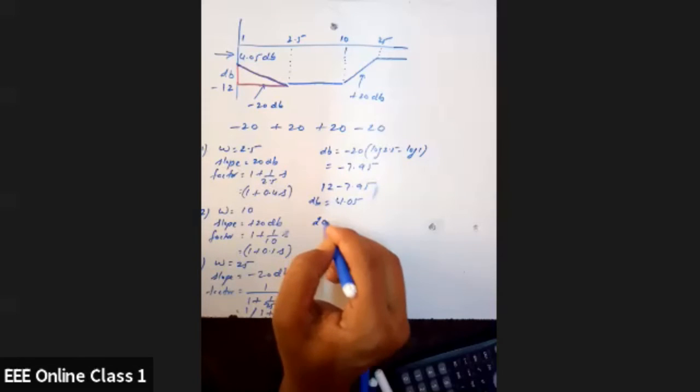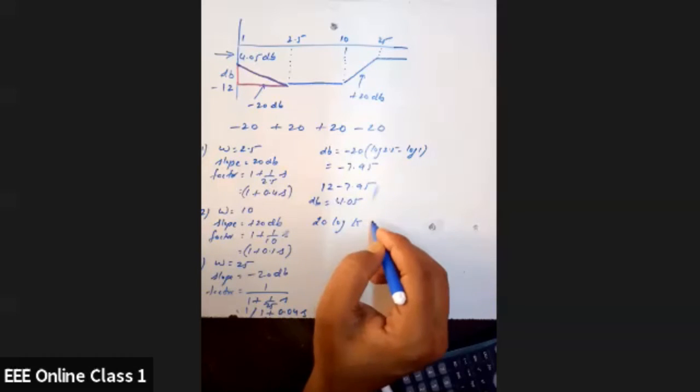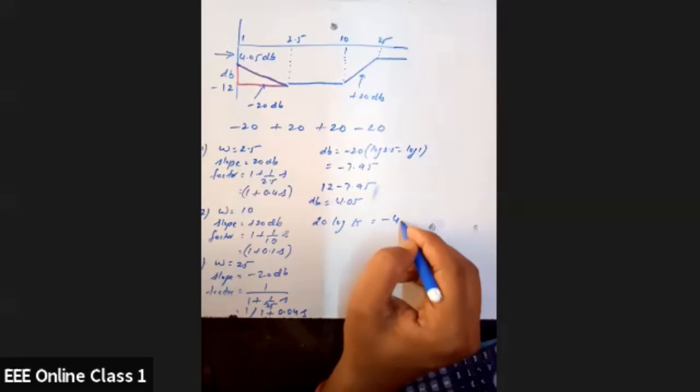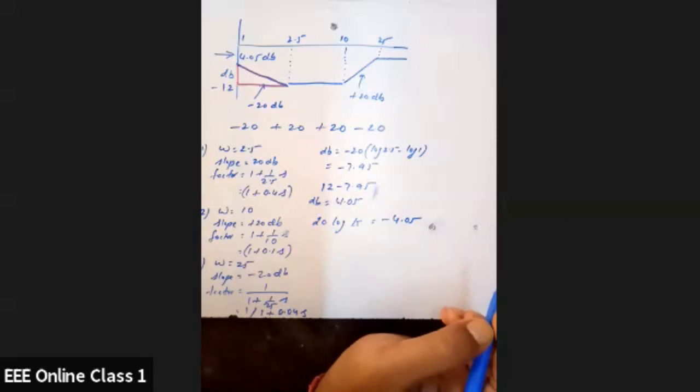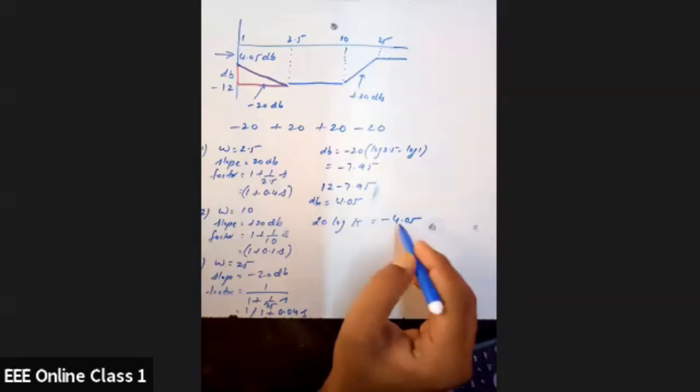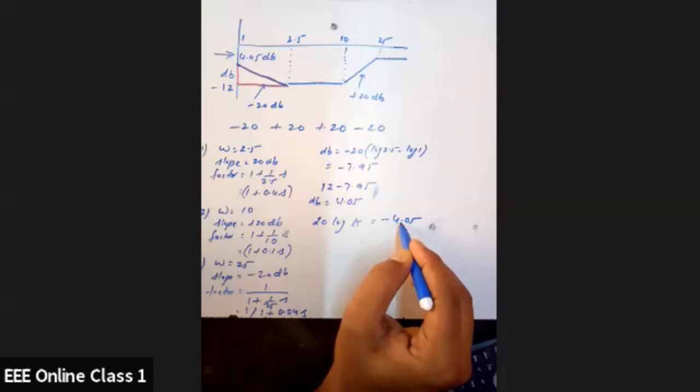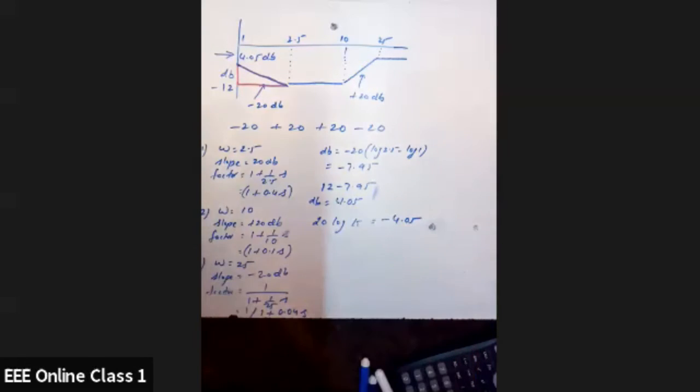20 log of k equal to minus 4.05. It has shifted down by 4.05. So my Bode plot is 4.05 below at omega equal to 1 crossing.